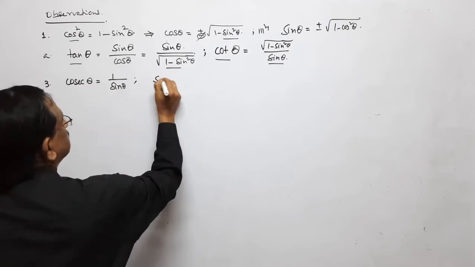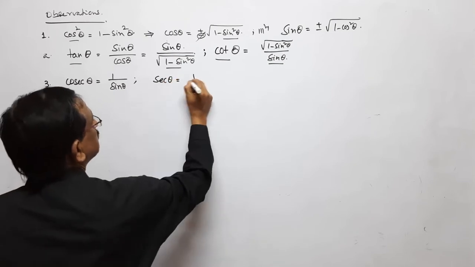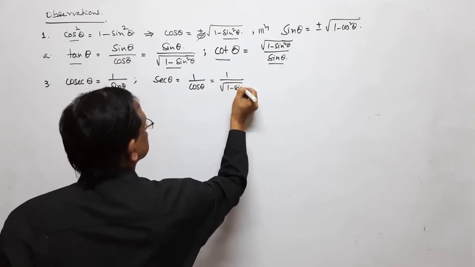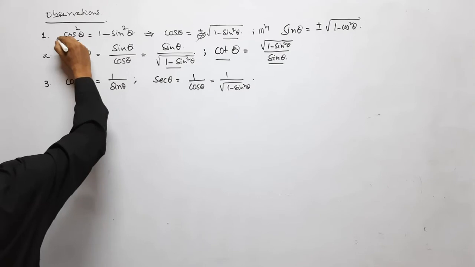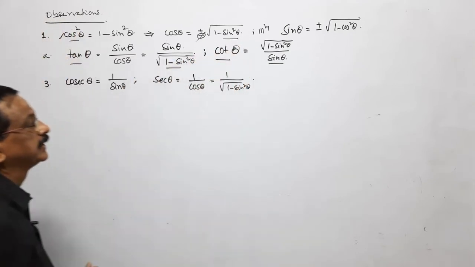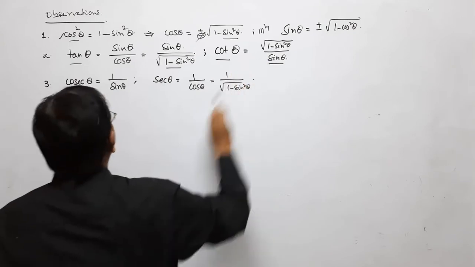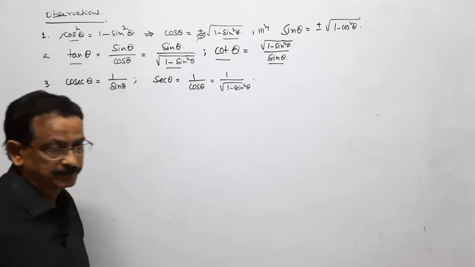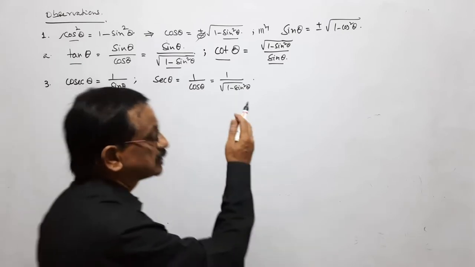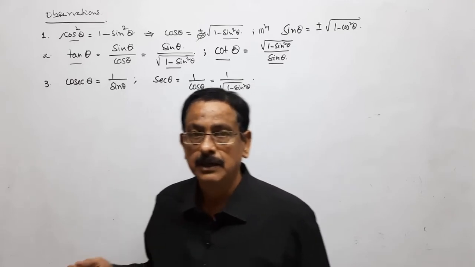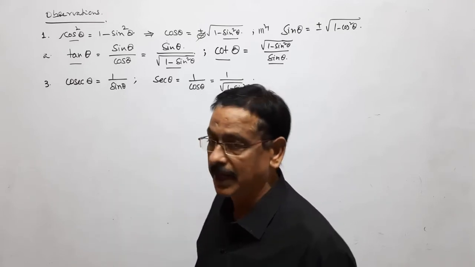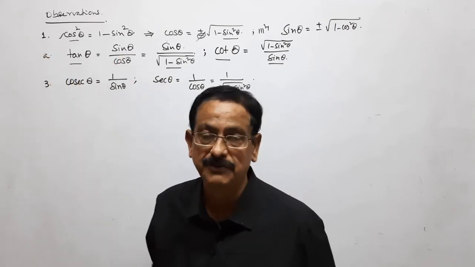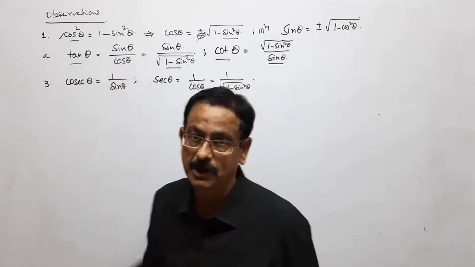Now I would like to write secant theta. Secant theta is 1 by cos theta. So this is 1 by root 1 minus sine square theta. Thus, cos can be expressed in terms of sine, cot expressed in terms of sine, tan is expressed in terms of sine, secant is expressed in terms of sine. So this is expressing the remaining trigonometric ratios in terms of sine. Can we express in terms of cos? Yes. Now rotate the roles of sine and cos, you will get everything in terms of cos.